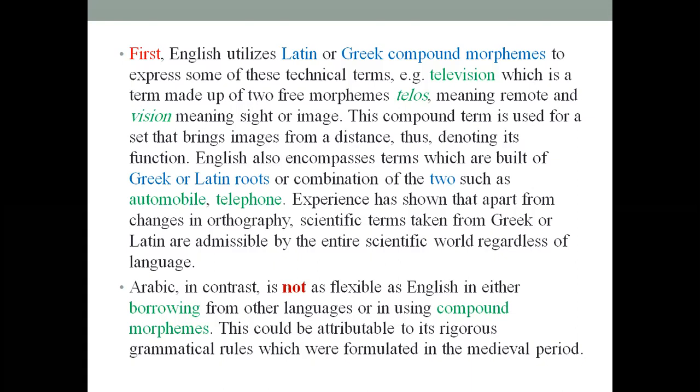Also, regarding borrowing, English is so flexible in borrowing items from other languages, especially from Greek and Latin roots, while Arabic, on the other hand, is not as flexible as English in borrowing or in using compound morphemes from other languages.